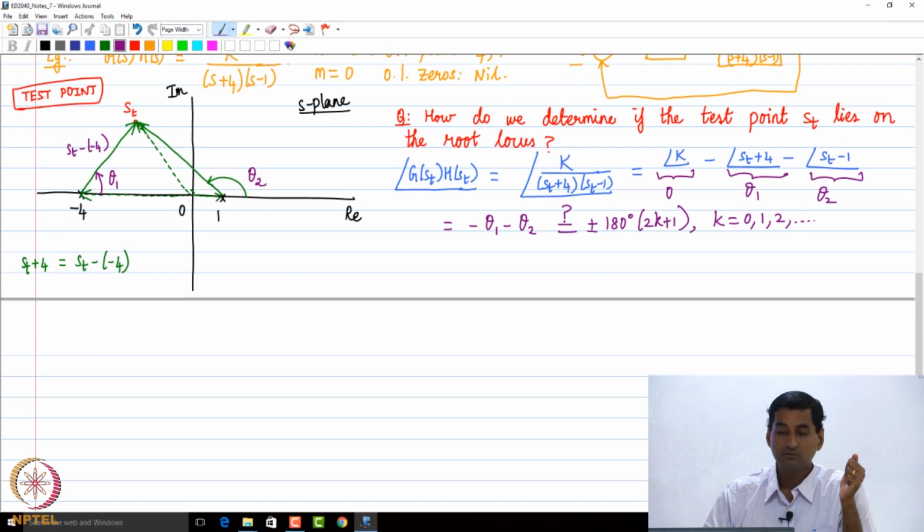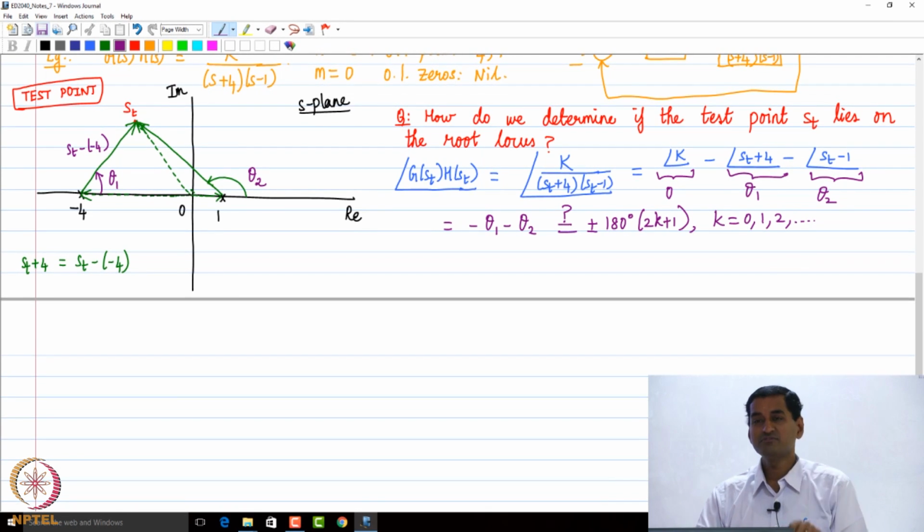What have you written here? Zeros. Zeros, open loop. O.L. means open loop. That's the abbreviation I am using for open loop. Closed loop I am using C.L.